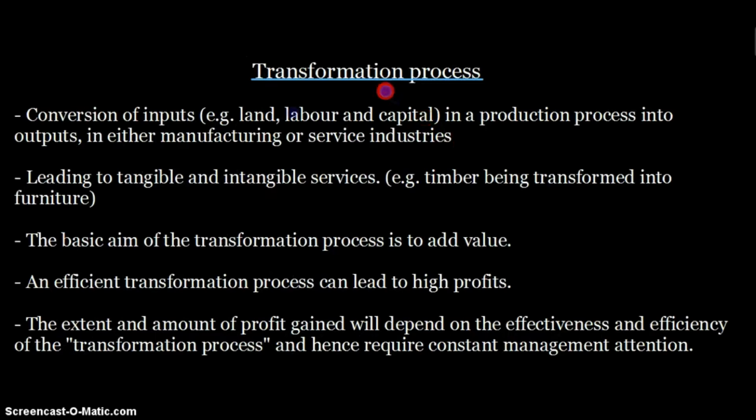The transformation process is basically the conversion of inputs in a productive process into outputs, in either manufacturing or service industries. So basically, it's transforming your inputs into your outputs. By inputs we mean the land, the labor, and capital, all the resources. When we say capital, it also means intellectual capital. What is intellectual capital? We will talk about that in the next slide. All of this goes into a production process so that you can have an output. You're basically converting these inputs into outputs, whether your products, your services, whatever you're providing.